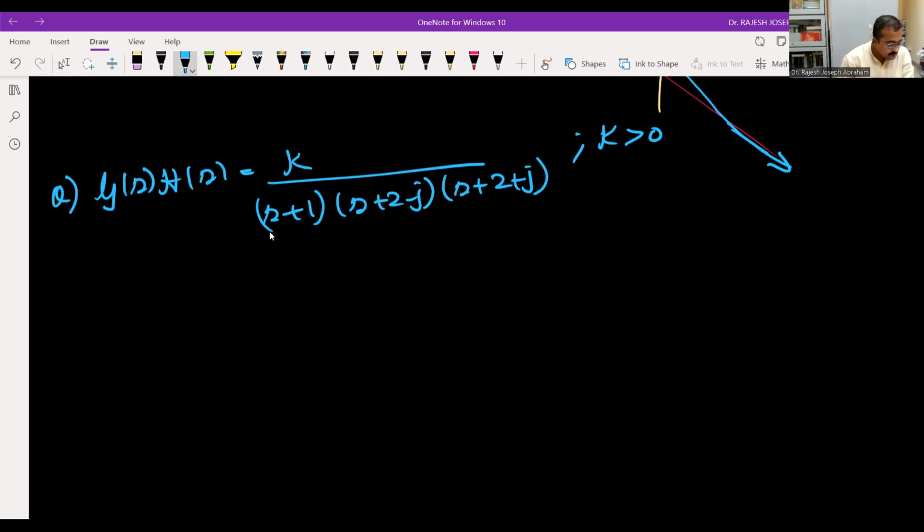Again, as before, what is the first step? We need to find the starting point. The root locus starts at open loop poles.